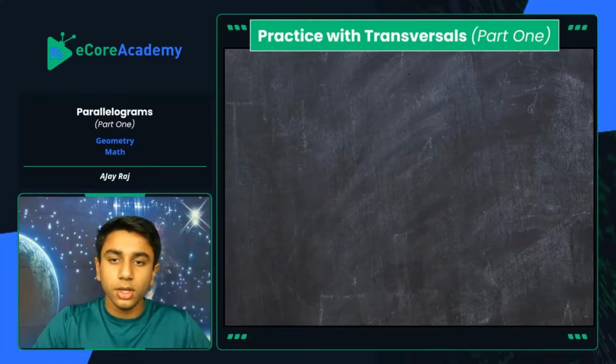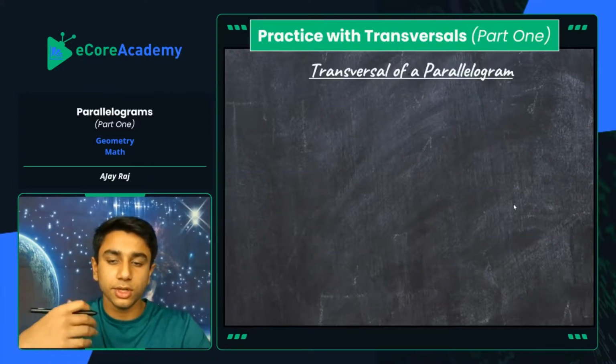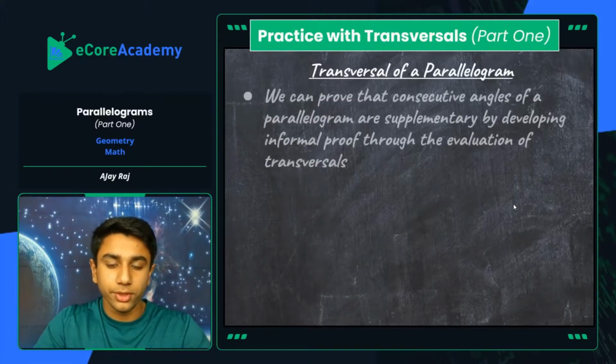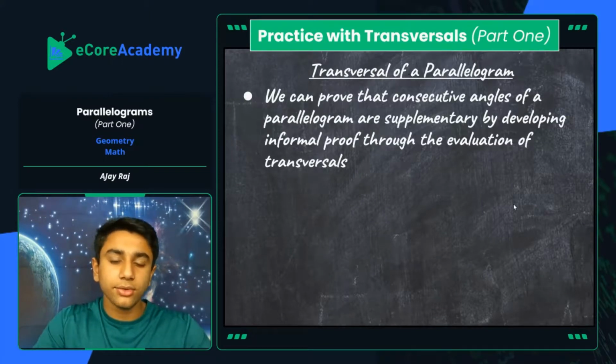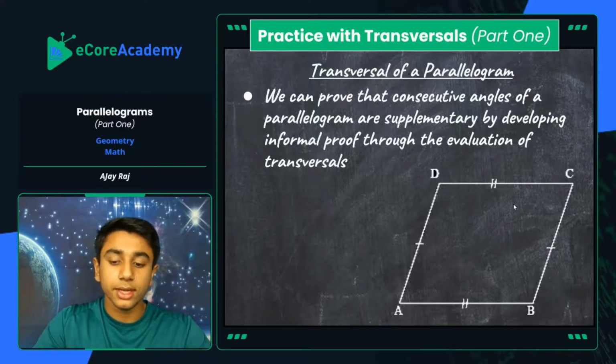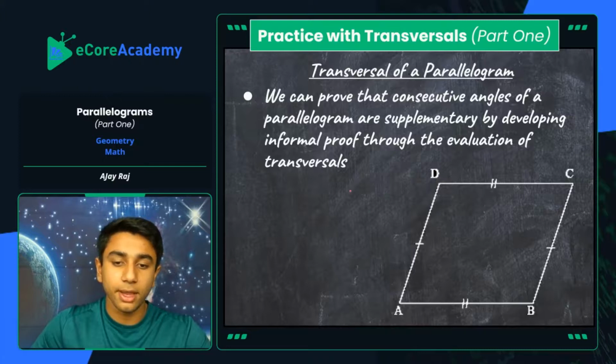Let's move on now. And this is just going to be a transversal of a parallelogram, and we're also going to make some proof with it. So we can prove that consecutive angles of a parallelogram are supplementary by developing the informal proof through the evaluation of transversals. So we take a look at this transversal here. Same thing, if we just extend this line DC outwards. I'm going to change my pen to red here so that we can take a look at that in a different perspective, so that my yellow isn't overlapping on the white. So let's take a look here.